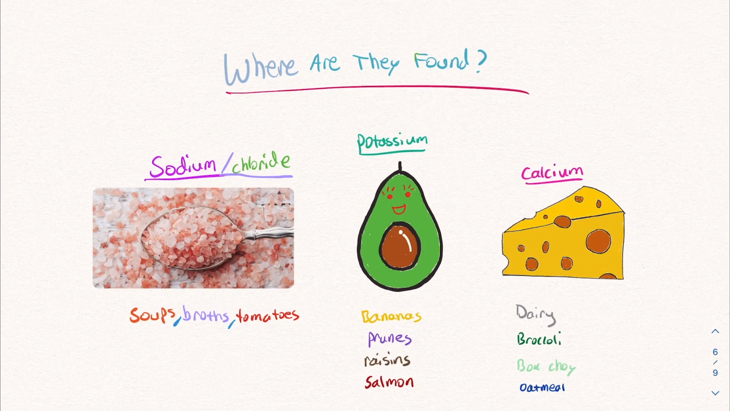So where are these things found? Well, sodium chloride you can find in table salt. That's what table salt is. I have some Himalayan pink sea salt here. It's a very healthy salt. It's got some nice minerals and some good electrolytes in there.